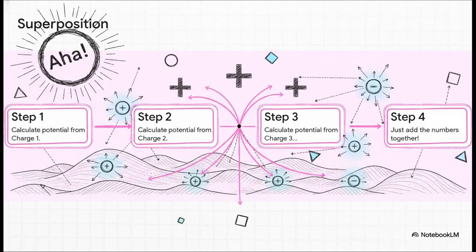This is the absolute magic of electric potential. Because potential is just a number. It's a height, not a direction. All you have to do is find the height from each charge, and then you just add the numbers together. That's it. Simple addition. It's an idea called the superposition principle, and it is incredibly powerful.